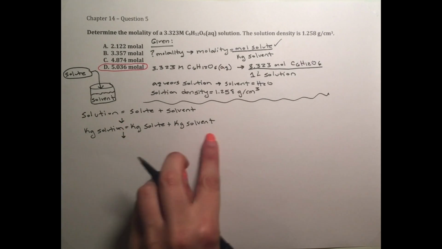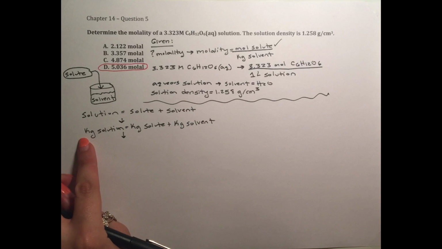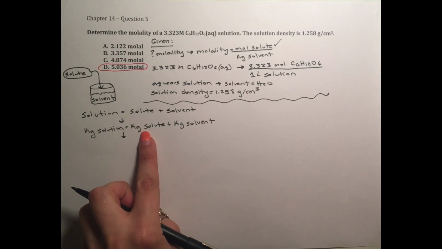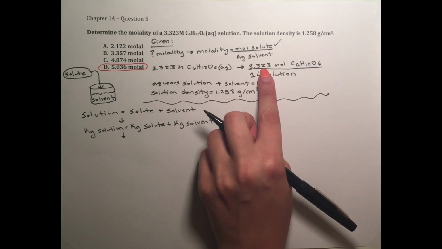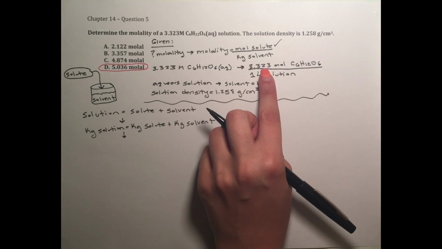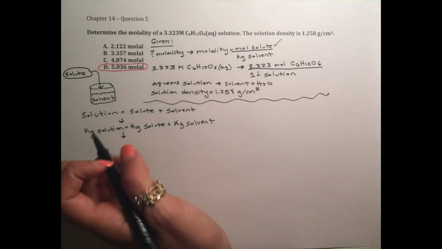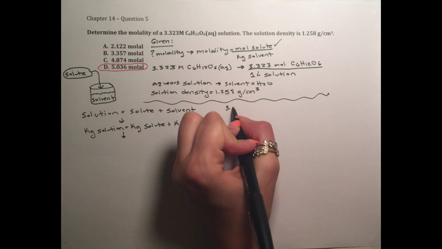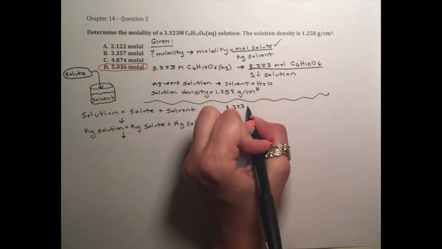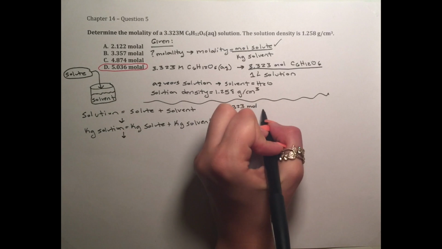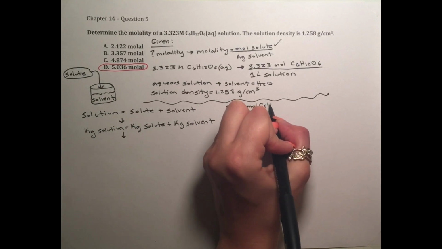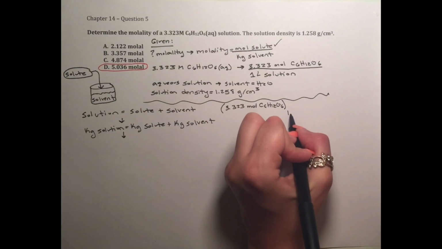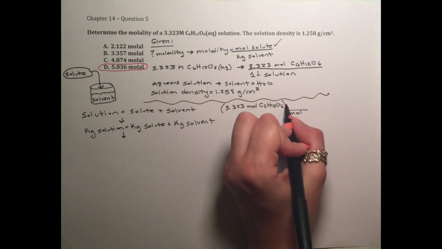So let's see what we can find. Why don't we start with solute? Well, we were told we have this many moles of solute, and we can use the molar mass to find how many kilograms of solute we have. So we have 3.323 moles of C6H12O6, and for 1 mole, how many grams do we have?